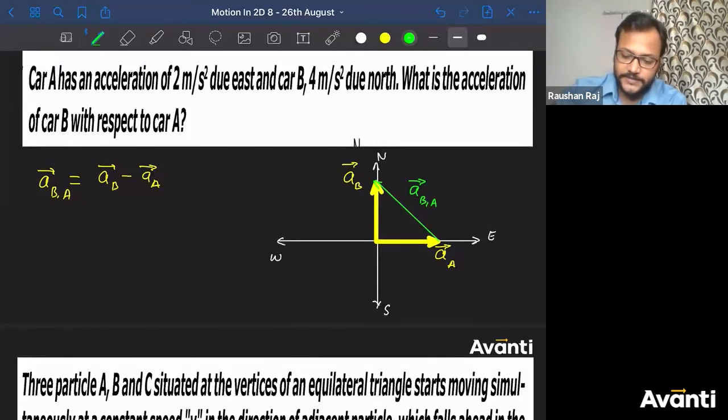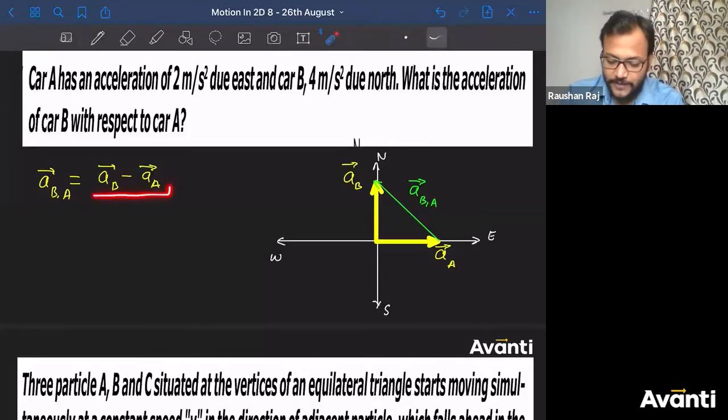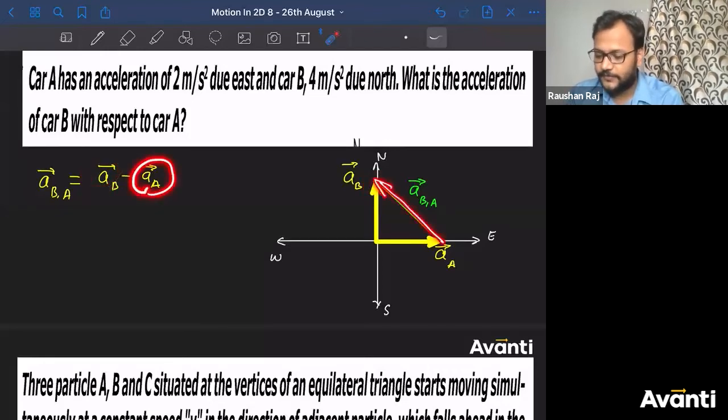So guys, if I'm asking you to draw AB minus A, what is the first step you have to do? Draw these two vectors in such a way that their tails are coinciding. And then draw the third vector in such a way that its head is at the head of the first one and its tail is at the head of the second one, like this. So this will give you AB minus A.